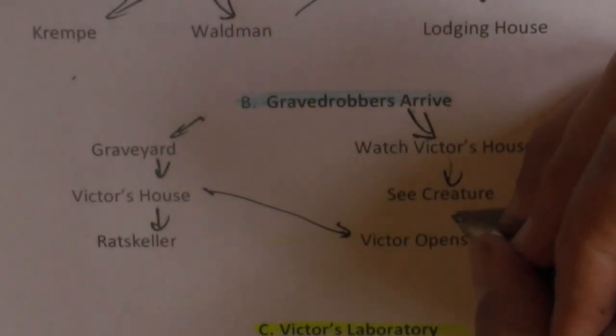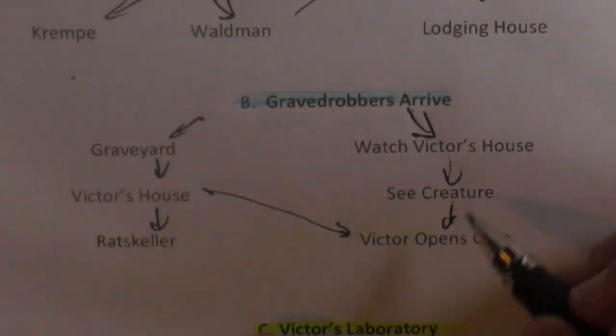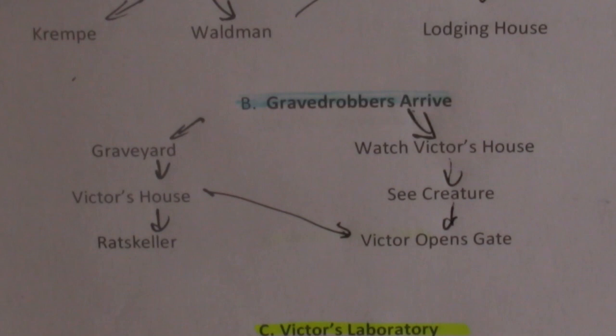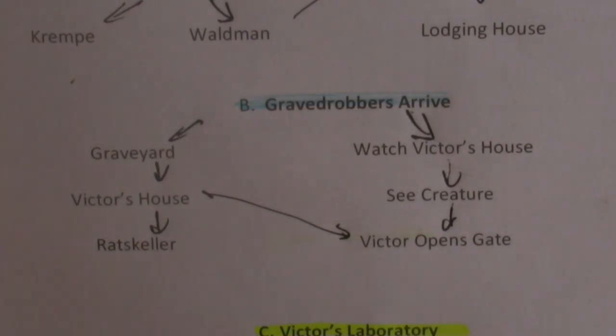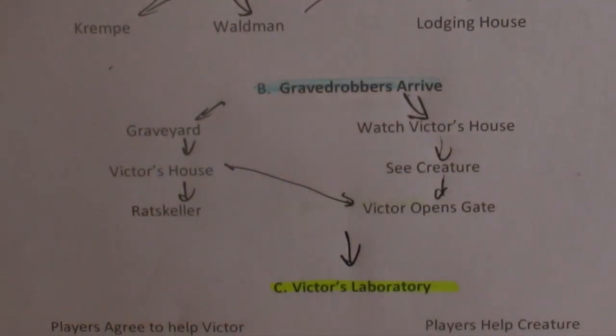Right? They have just seen Victor's creature. Now, at that point, if they continue to observe, Victor opens the gate, and again, that's where the grave robbers deliver the body. What has happened is the creature is demanding that Victor make him a mate, and Victor is in the process of doing so, and every night the creature checks on his progress. The players are going to be intrigued. They're going to want to break into Victor's laboratory.